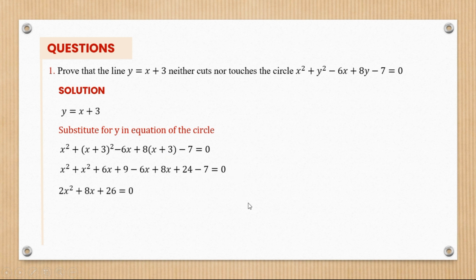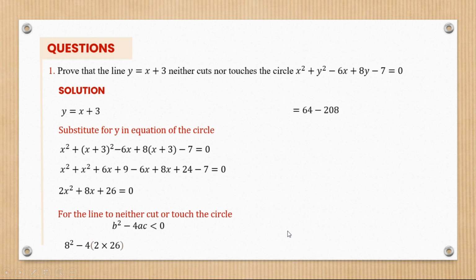And then when I group all the terms and add them and simplify, I'll have 2x squared plus 8x plus 26 is equal to 0. Now when I look at this, I shall look at the coefficients. We remember that for the line to neither cut nor touch the circle, b squared minus 4ac must be less than 0. As you can see, the coefficient b is 8, the coefficient a is 2, and the coefficient c is this 26. So plug that in and I'll have this.